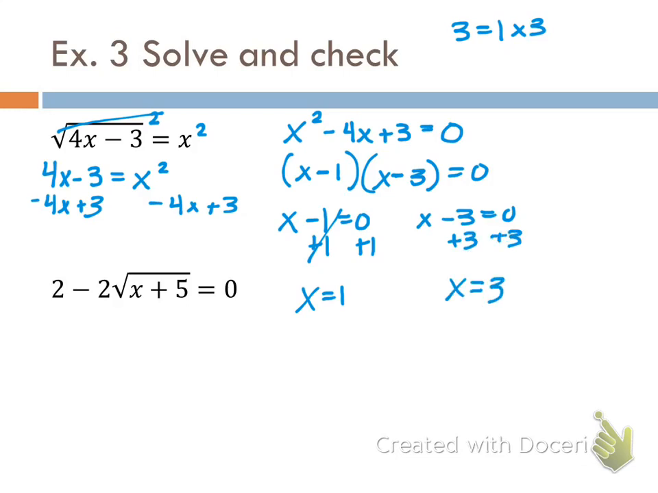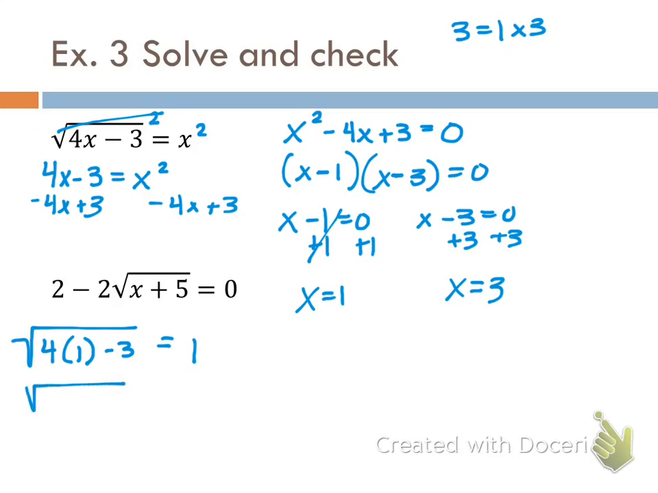Now, because I have two answers, one of them could be a solution, and the other one cannot. They can both be solutions, or they can both not be solutions. So I've got to plug them in and check both of them. So let's just do that real quick. Square root of 4 times 1 minus 3 is equal to 1. Because whatever I plugged in for x, I plug it there. It's right here in this equation, the original.